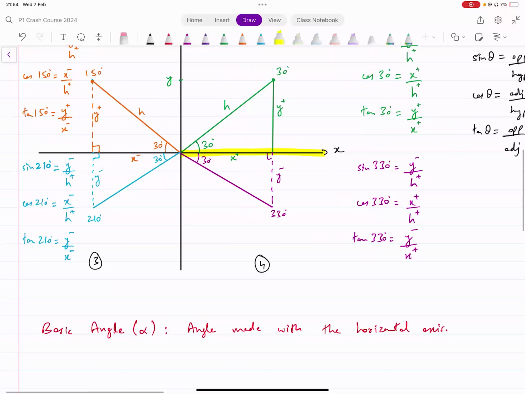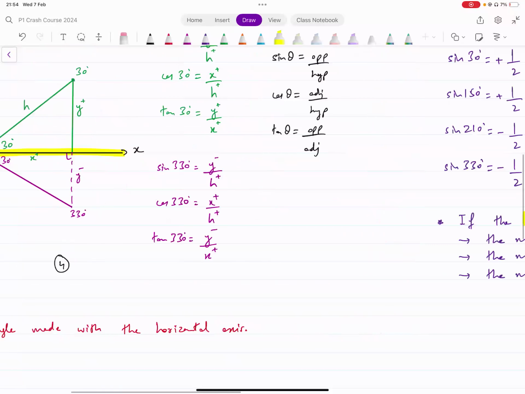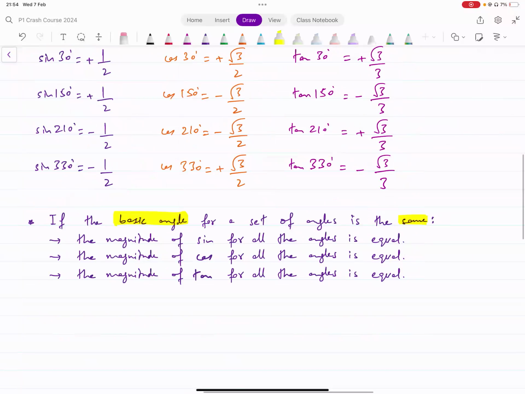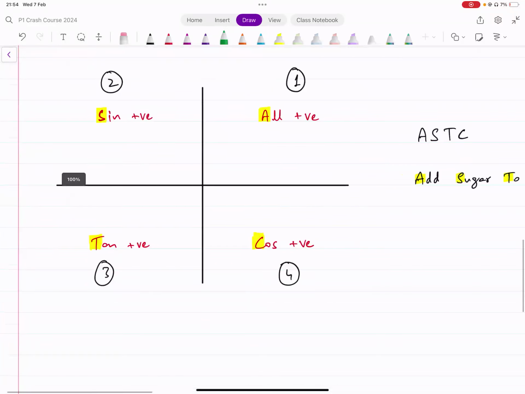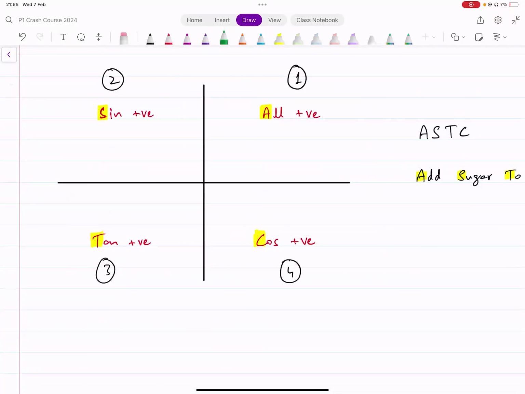Basic angle is the angle made with the horizontal axis. If the basic angle is the same, the magnitudes of these ratios are going to be the same. And quadrants decide which function is going to be positive and which function is going to be negative, based on where it falls. Okay.